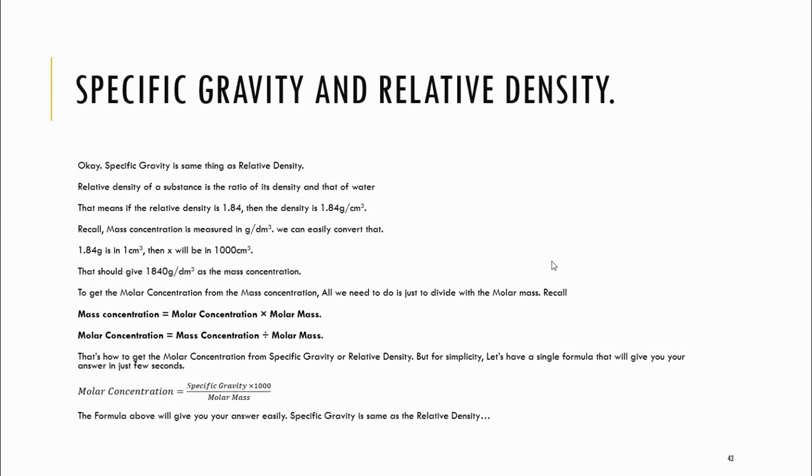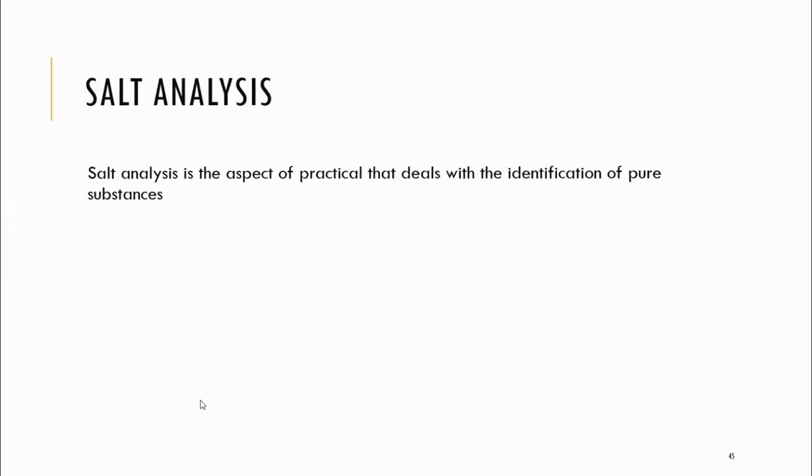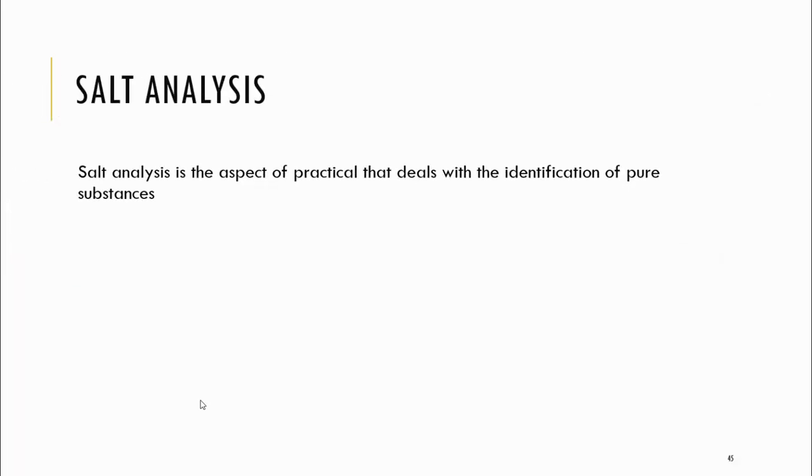So, specific gravity and relative density. This is basically just a formula. If you are asked to calculate the concentration from specific gravity, it's down here. Molar concentration equals specific gravity times 1000 over what? Molar mass. Basic stuff. It's just a question on it here, and then you are good. Salt analysis, we are going to treat in the next video.